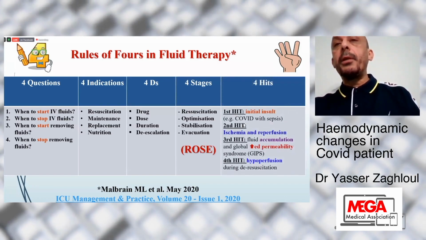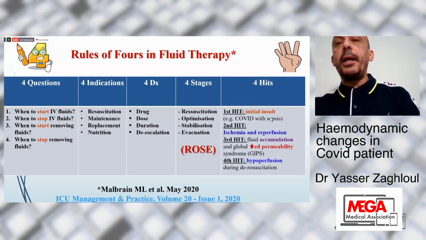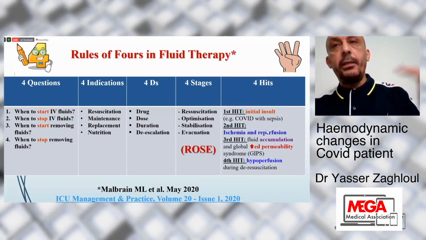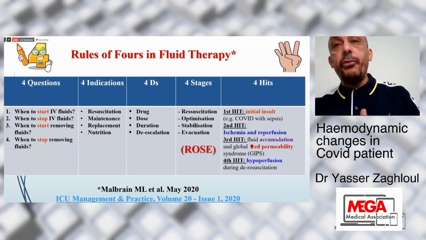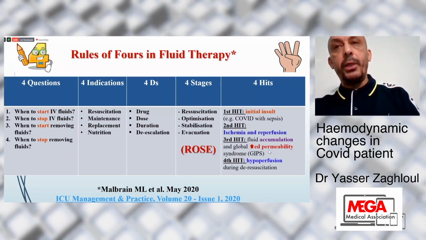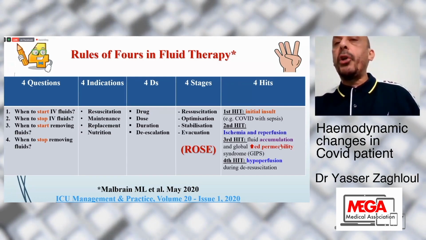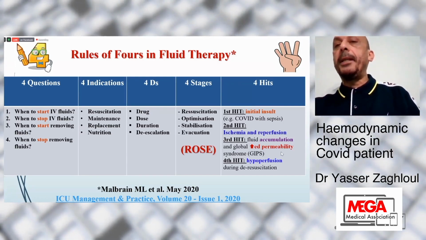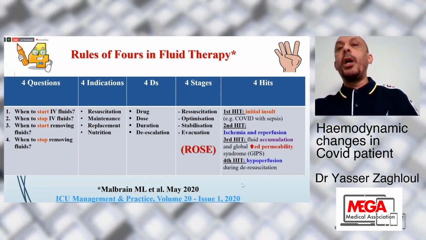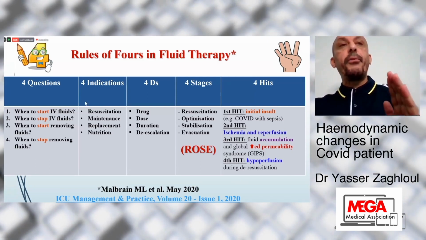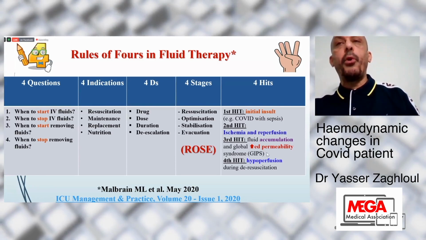The last point, you may have 4 hits in your patient. Initial insult, like COVID with sepsis, the patient needs higher volume of fluids. After that, the patient may have reperfusion injury. Again, you have to limit the fluid resuscitation. The patient after that may have fluid accumulation and increased permeability. Later on, during the de-resuscitation, the patient may develop hypoperfusion. So it is 4 questions, 4 indications for these 4 stages and 4 hits.